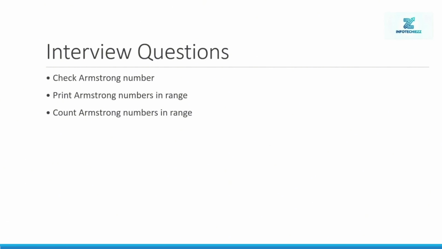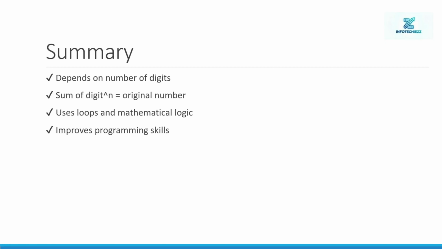So practice properly. An Armstrong number depends on the number of digits, and the sum of digits power n must equal the original number. It improves logical thinking and is very important for placements also. Always understand the logic first, not just code. Practice writing programs without copying and revise basic concepts like loops, operations, and math functions. In interviews, explain the logic clearly before coding and always dry run your code with an example like 153, with confidence and clarity.